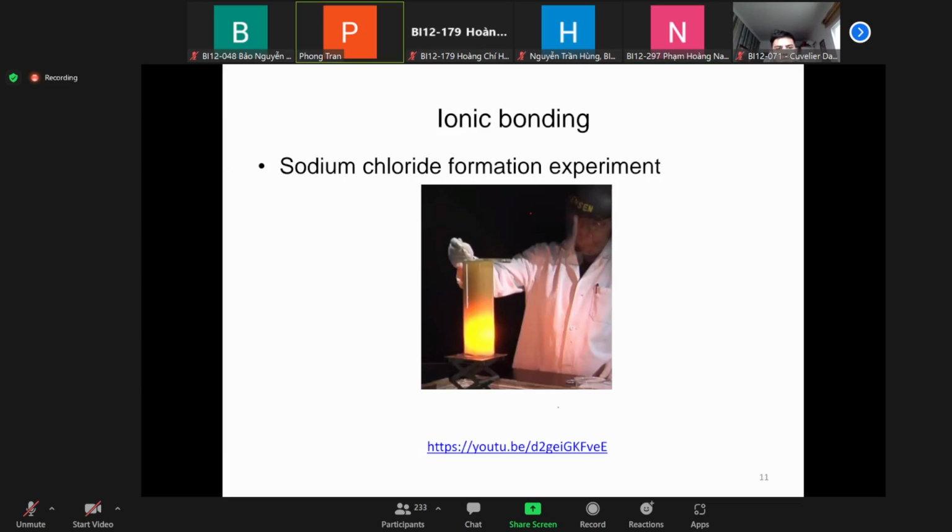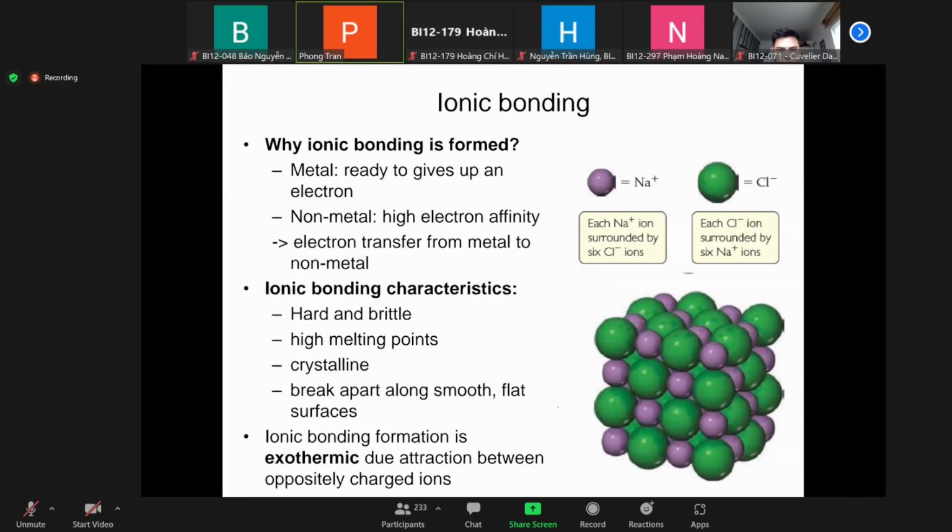If you take sodium metal and put it in chlorine gas, you will see a violent flame, and it releases a huge amount of energy. So we say that the formation of sodium chloride from sodium and chlorine is an exothermic process.